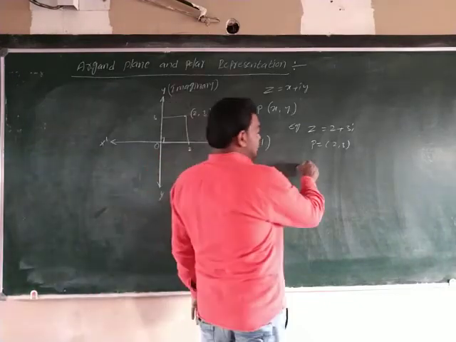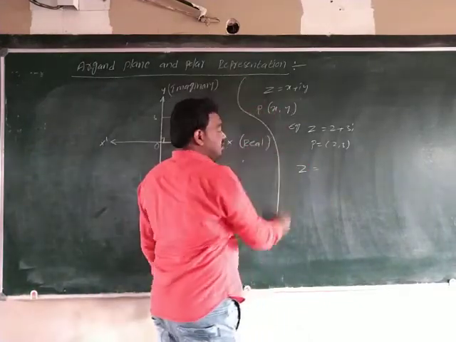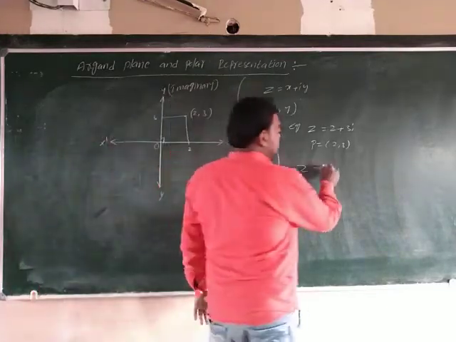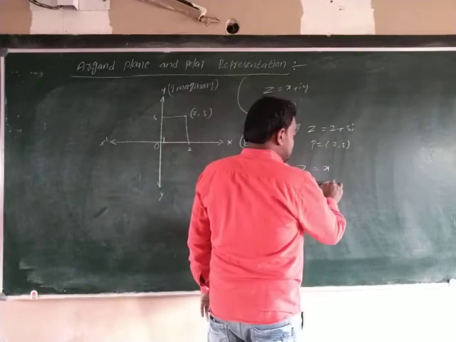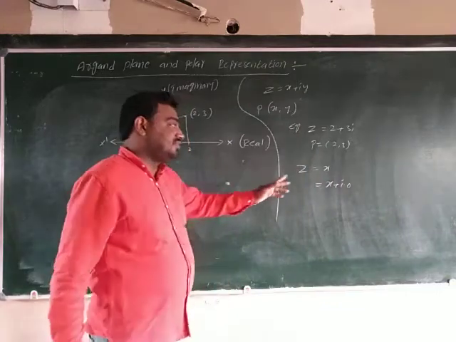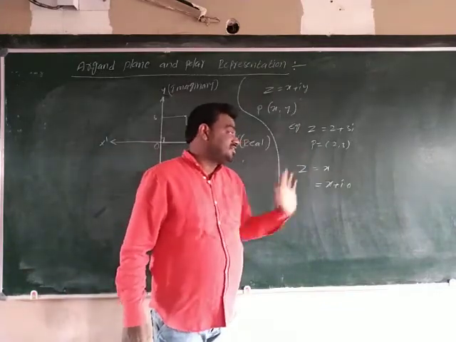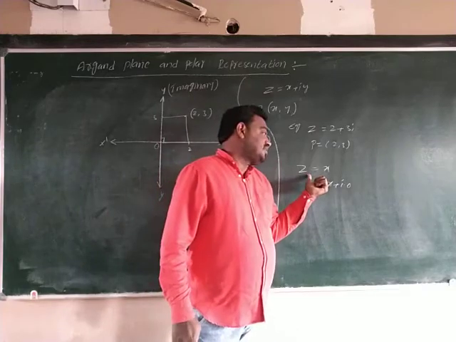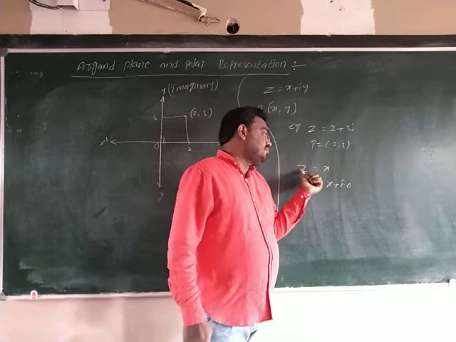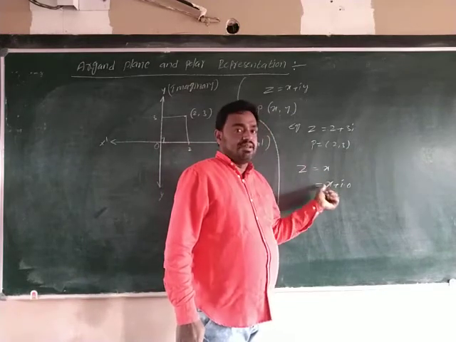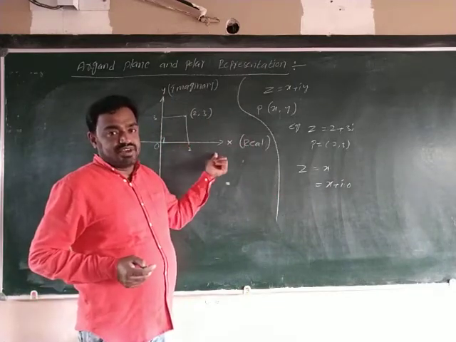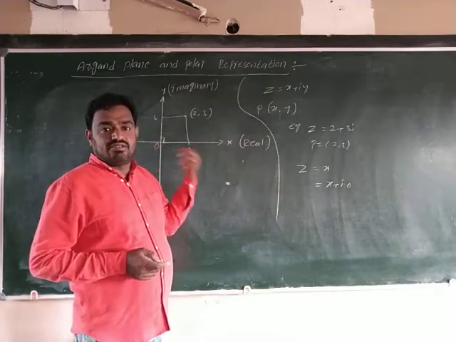If z is purely real, it means the imaginary part is 0. That is, the complex number is z = x, so x + i·0. If the imaginary part is 0, that is, the complex number is purely real, then the complex number lies on the x-axis. If x is positive, it lies on the positive x-axis. If x is negative, it lies on the negative x-axis.